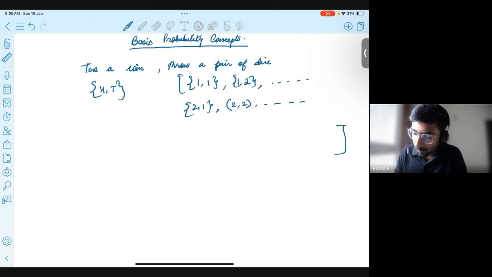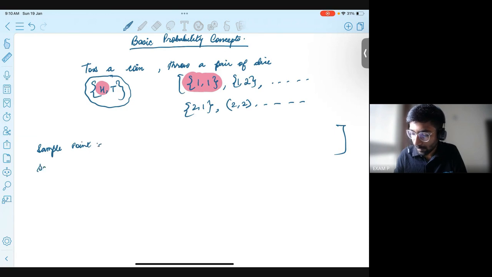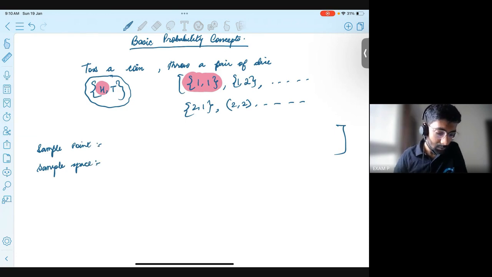Each of these outcomes, for example this one, is a sample point. This here is also a sample point. So one of the outcomes of a random experiment is called a sample point, and the collection of all possible outcomes gives you the sample space. If you collect all the possible outcomes in a set, that set is called a sample space. So a sample point is one of the outcomes, and the sample space is the collection of all possible outcomes. Clear? Yes, sir.